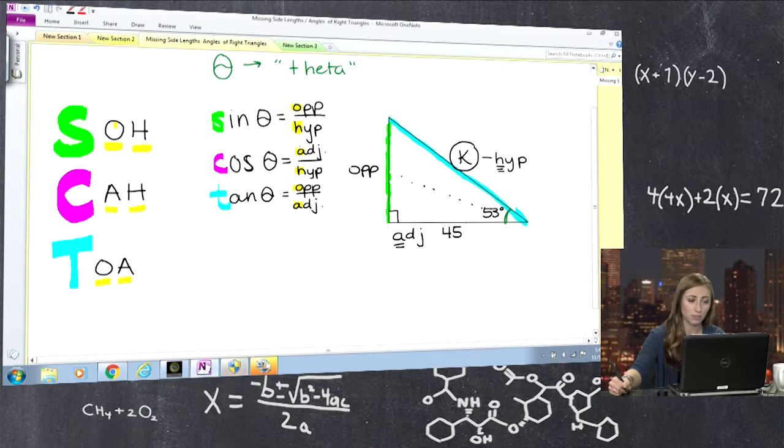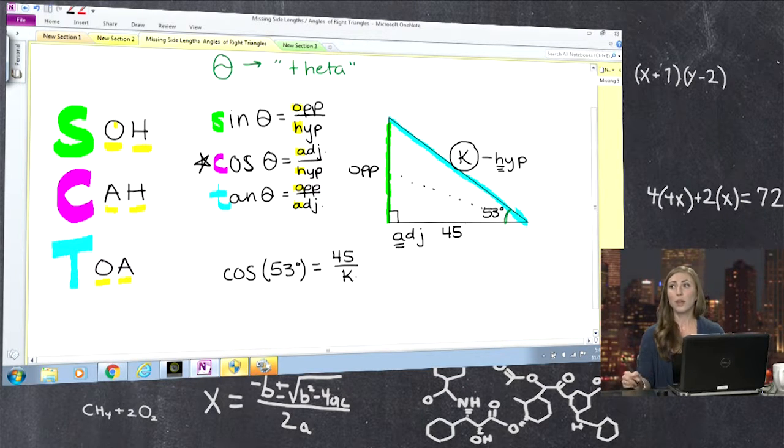If you look back over to our definitions, adjacent and hypotenuse is our cosine. So that means we're going to write a cosine equation. We're going to say cosine of our angle, 53 degrees, is equal to, going back to our definition, the adjacent side, which is 45 units, over our hypotenuse, the one that we don't know, which is K. So now we've created an equation that just has one variable. We just have to get it by itself, and then we'll know what our missing side length is.